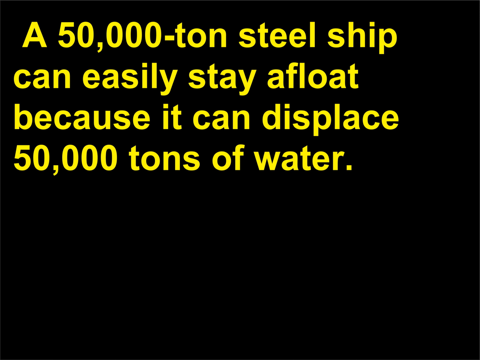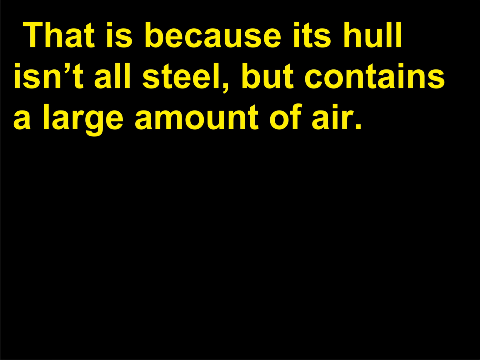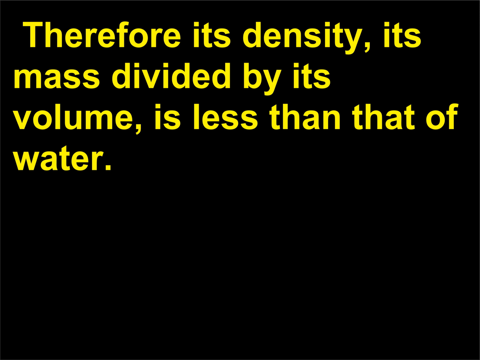A 50,000 ton steel ship can easily stay afloat because it can displace 50,000 tons of water. That is because its hull isn't all steel, but contains a large amount of air. Therefore its density, its mass divided by its volume, is less than that of water.